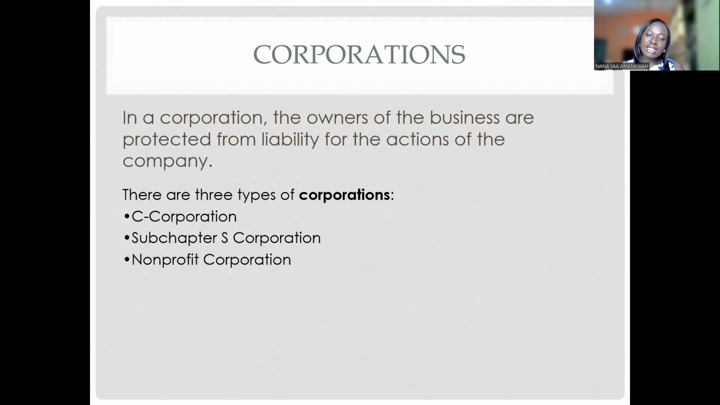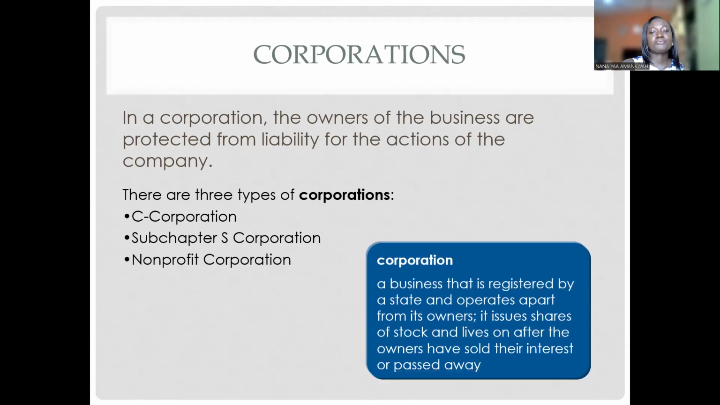Okay, so we move quickly to corporations. Now in a corporation, the owners of the business are protected from liability for the actions of the company. So in every corporation, the people who are the financiers are protected from liability for the actions of the company. Now, there are several types of corporations. You can have the C corporation, the subchapter S corporation, and then the non-profit corporation.